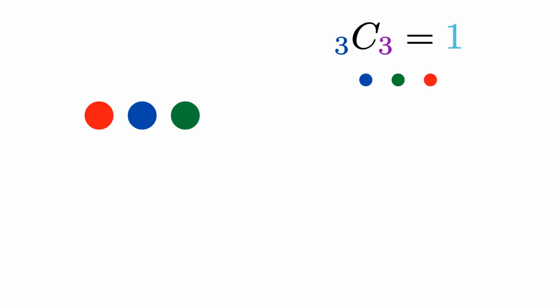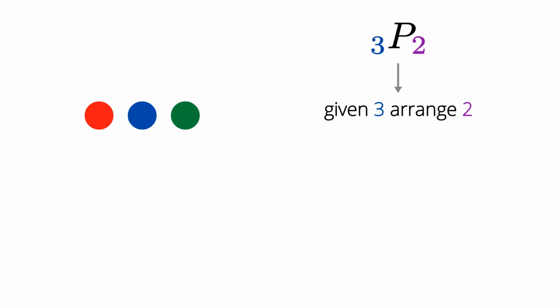Now let's say we switched up the prompt, and this time we had to find all the permutations and combinations that we can form with 2 out of the 3 colors. So let's jump into finding all the permutations. We would denote this as 3P2, which means that if you're given 3 items, find all the permutations that you can form with 2 out of the 3 items.